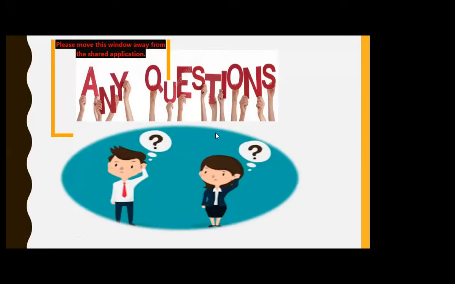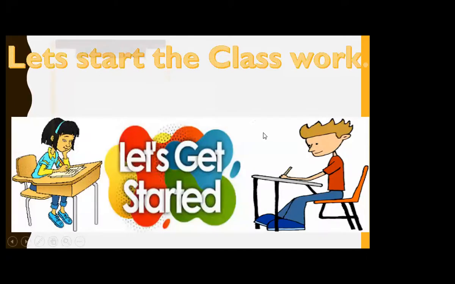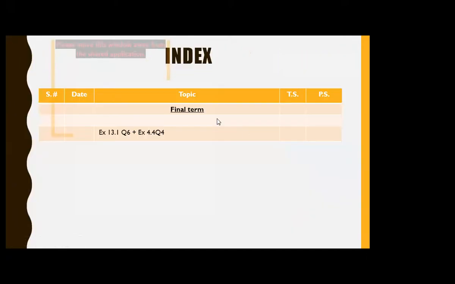Exactly. Is there any question, Ramla? I'm first asking you, is there any question? No miss, no questions. Everything is clear? Yes miss, everything is clear. So, Ramla, this is the index. Just look at the screen. Today's index is exercise 13.1 question number 6 and exercise 4.4 question number 4.